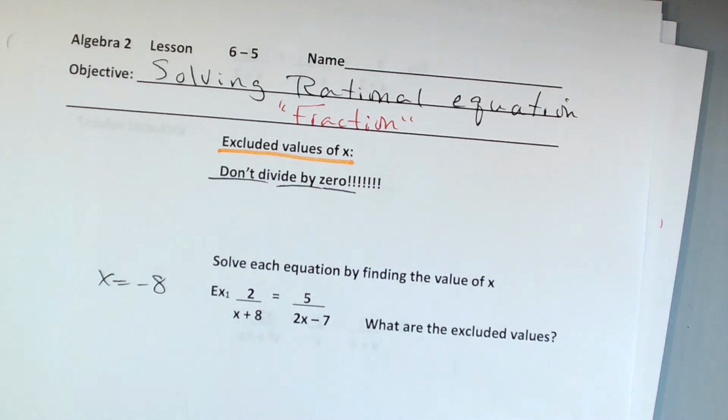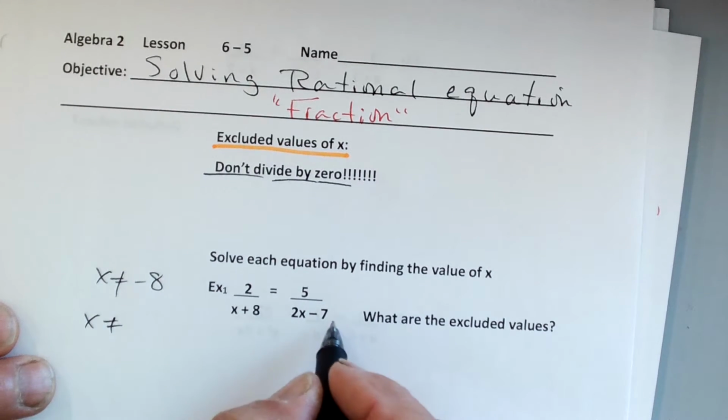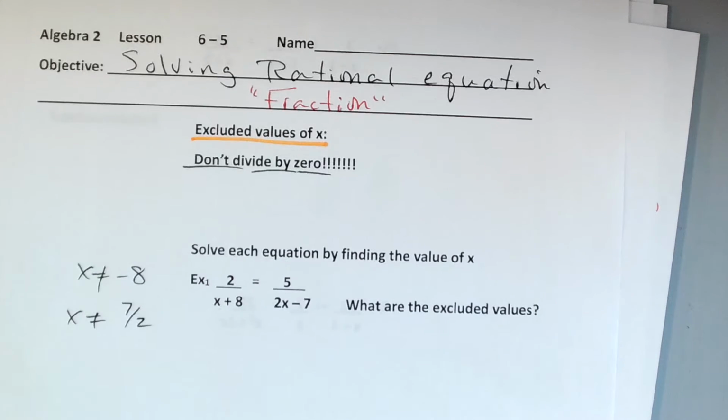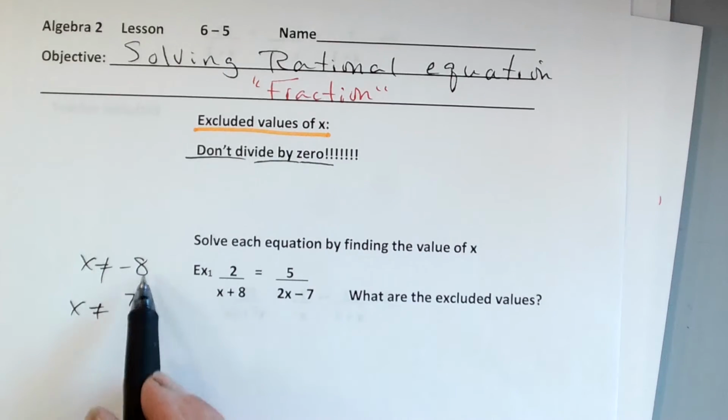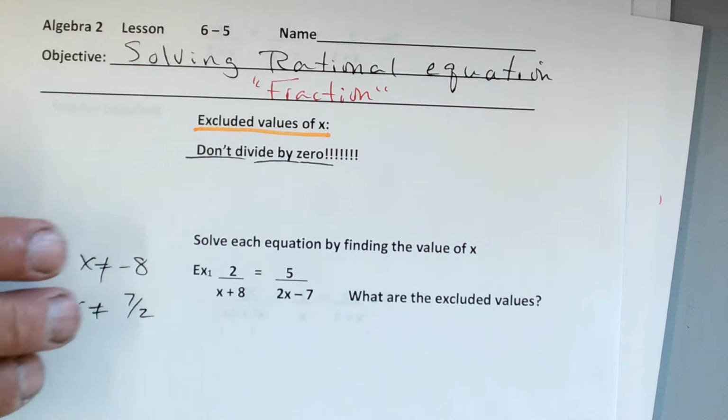All right, so then, and also, x cannot equal 7/2, okay? So then, how are we going to solve this? We do know that x cannot equal either one of these. Probably won't be either one of those answers, but that's a possibility, okay? So, how do we solve this? Well, I don't like fractions. You guys don't like fractions.